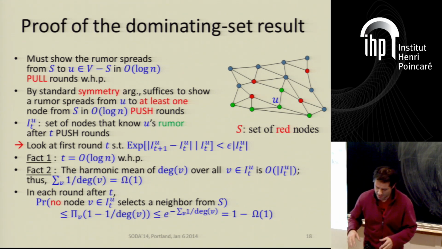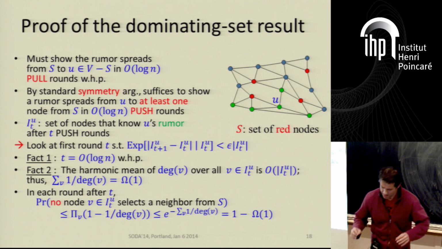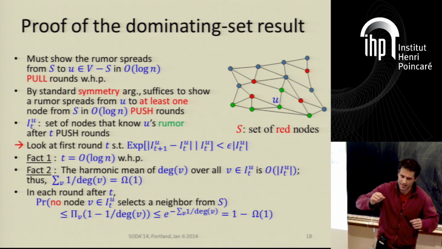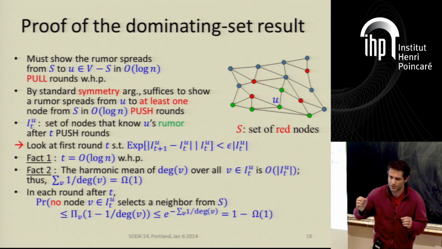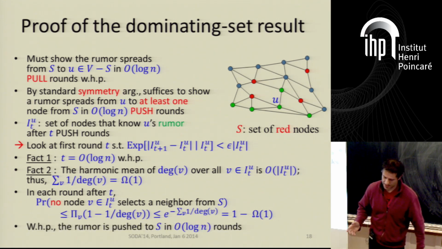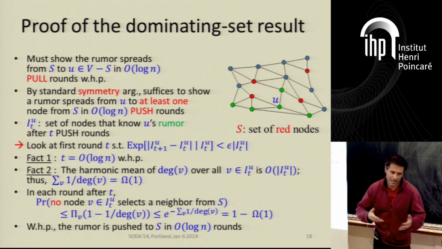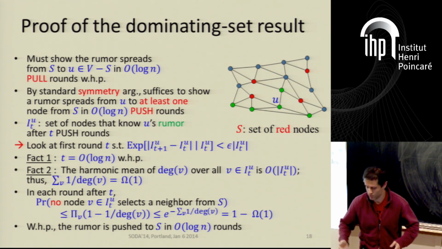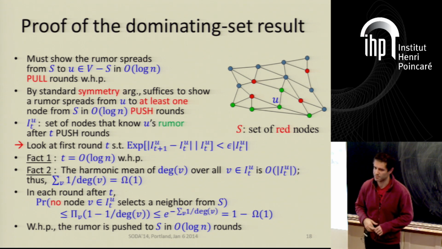This means that after this round t, in each given round, with at least some constant probability, some green node will push the rumor to the red node. And so this means that with high probability, after a logarithmic number of rounds, some green node will have pushed the rumor to the red node.